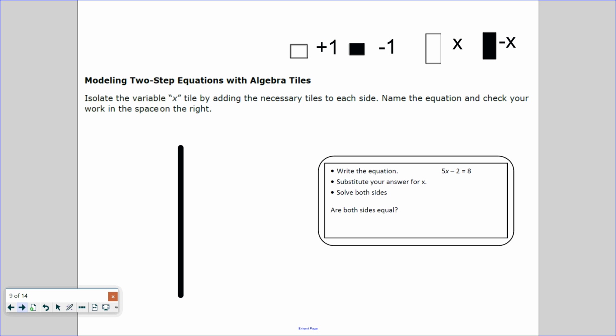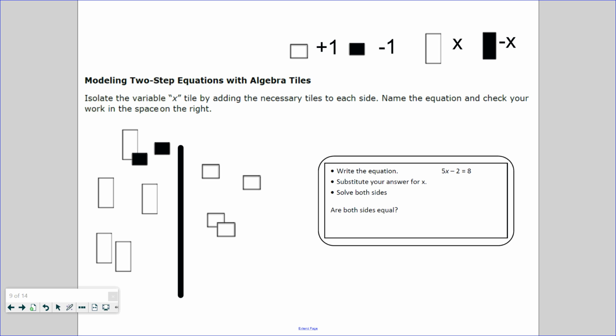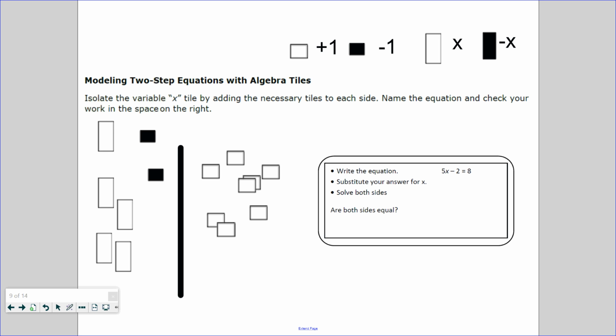Next one. We have 5x minus 2 equals 8. I need to isolate x. So how do I isolate x? I need to do the inverse of -2 with +2. Don't forget to balance it on the other side. These cancel.